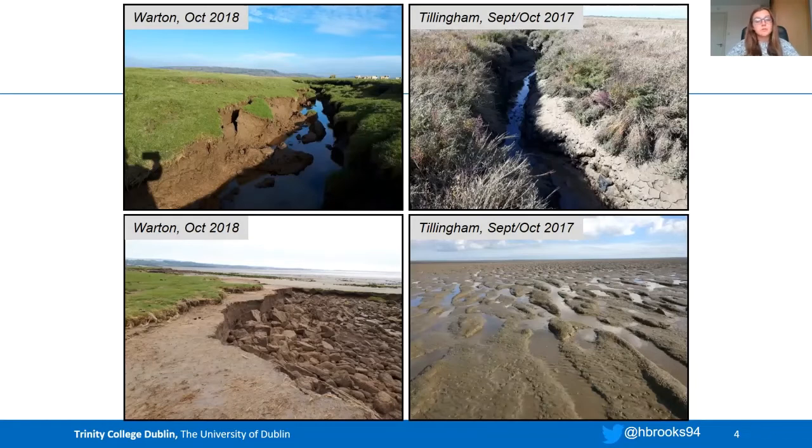Now at the bottom, we've got photos of the marsh edge at each site. At Warton, we can see there's this cliffed marsh edge, about 1 to 2 meters high along the edge of the marsh, with blocks in front of it that have failed from the cliff. We can also see this stripping of the vegetation back from the marsh surface. At Tillingham, we have these very different formations. They're called ridge and runnel features, and they are higher as you get closer to the marsh. This is looking out over the tidal flat.